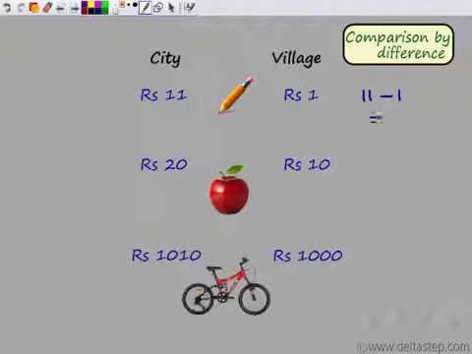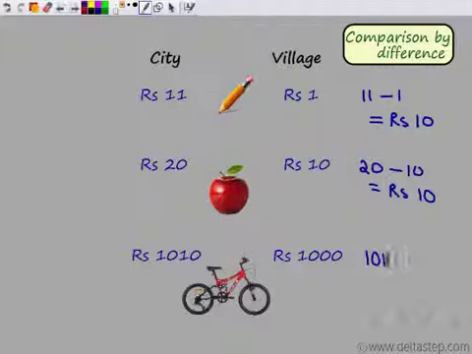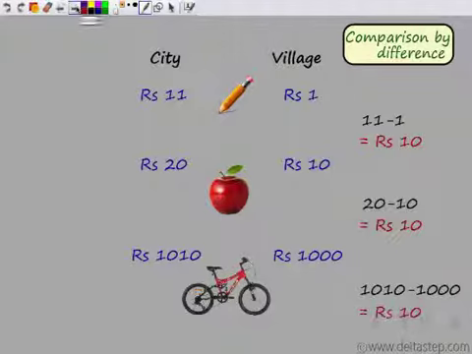11 minus 1, which is 10 rupees. Again, here I would get 20 minus 10, that is price in the city minus price in the village, which is again rupees 10. In the third case, price in the city for a cycle was 1010, whereas in the village it was 1000 rupees. So again this would be 1010 minus 1000, which is again rupees 10. So what we observe is that in each case the difference is rupees 10.